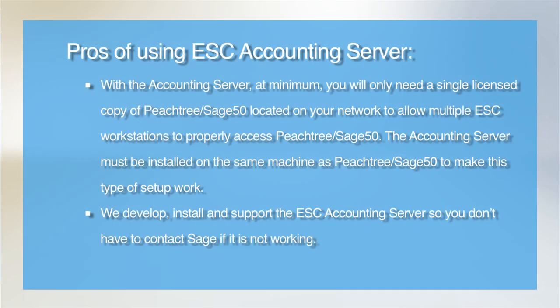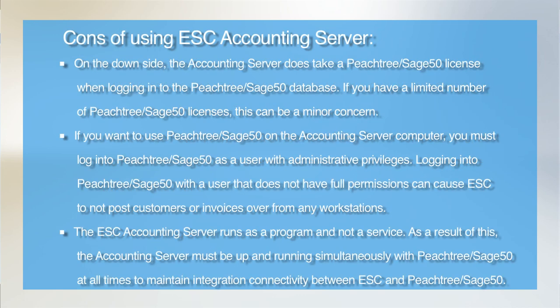With the accounting server, at minimum, you will only need a single license copy of Peachtree on your network to allow multiple ESC workstations to properly access Peachtree. The accounting server must be installed on the same machine as Peachtree to make this type of setup work. We develop, install, and support the ESC accounting server, so you do not have to contact Sage if it's not working. On the downside, the accounting server does take a Peachtree license when logging into the Peachtree database. So if you have a limited number of Peachtree licenses, this can be a minor concern.